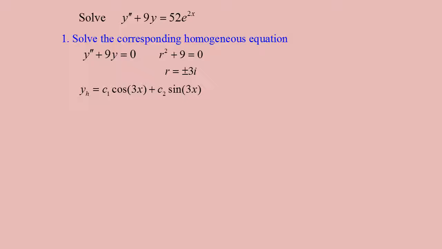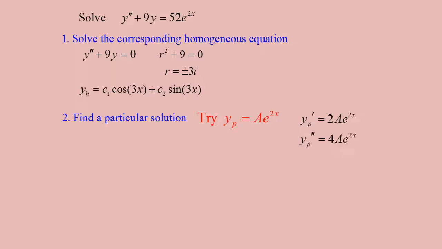And so now we want to find a particular solution. That's what we just went through. Our guess is that it's going to look like this, a e to the 2x. We need to find the a. We do that by doing the derivatives of yp. So here's the first derivative and the second derivative.